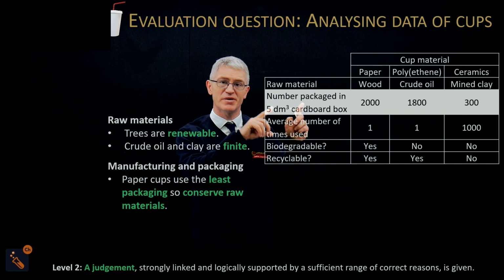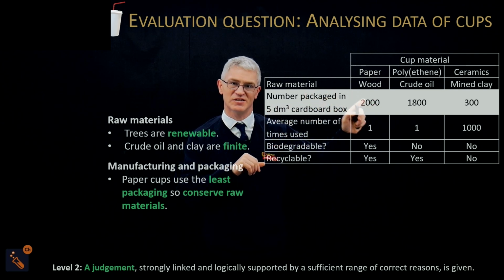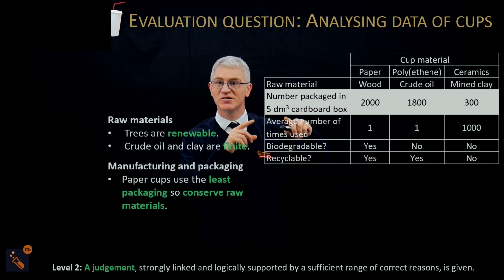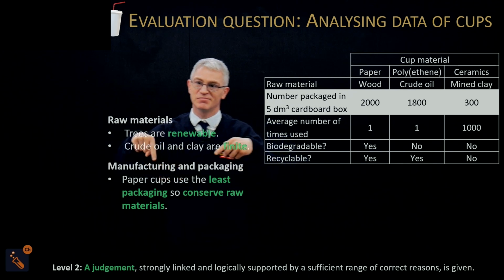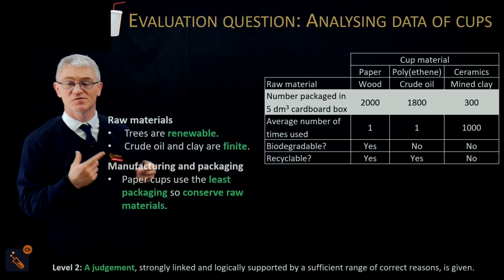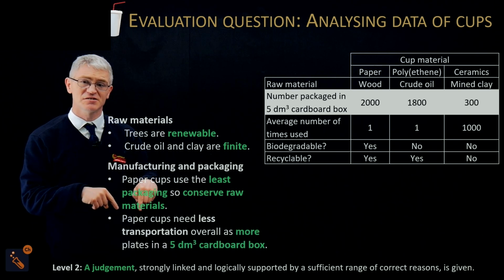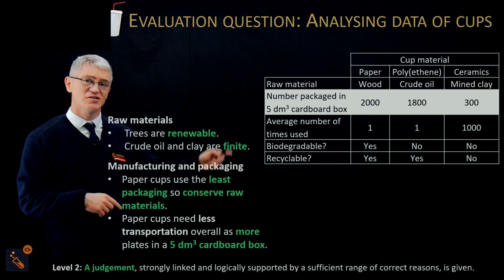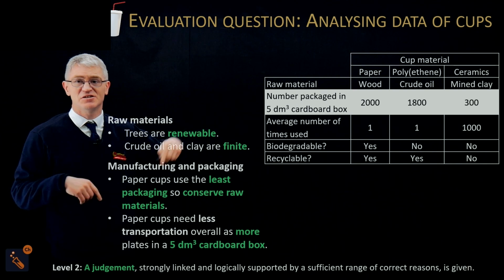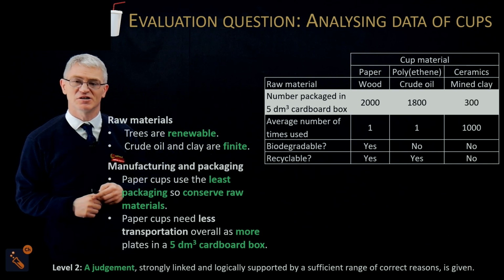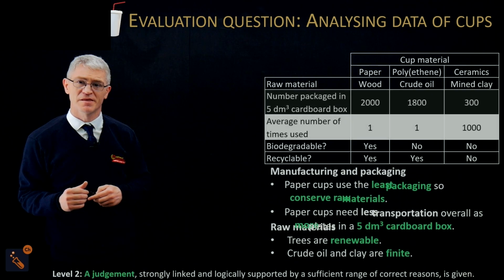So this says number packaged in a 5 decimeter cardboard box. That means I can get more in a 5 decimeter cardboard box, which means I need fewer 5 decimeter cardboard boxes, which is what I'm saying here. Use the least packaging so it conserves the raw materials for the boxes. They also need less transportation, because basically you need fewer boxes. So it makes sense. And you can also link that into fossil fuels for transportation, so you use less fossil fuels. But let's move that over to the side and look at the next one.